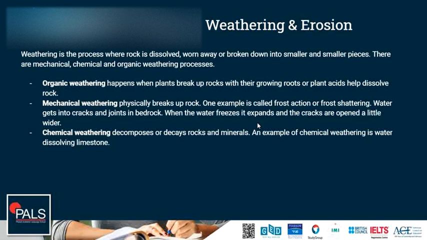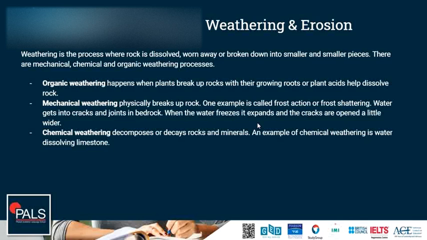Weathering is the process where rock is dissolved, worn away, or broken down into smaller and smaller pieces. There are mechanical, chemical, and organic weathering processes. Organic weathering happens when plants break up rocks with their growing roots, or plant acids help dissolve rock. Mechanical weathering physically breaks up rock. One example is called frost action or frost shattering, when water gets into cracks and joints in bedrock. When the water freezes, it expands, and the cracks are opened a little bit wider. This repeats and repeats until the rock is broken into smaller pieces.